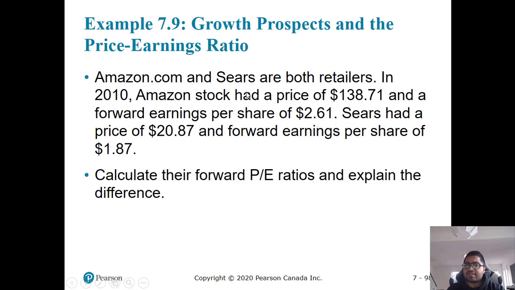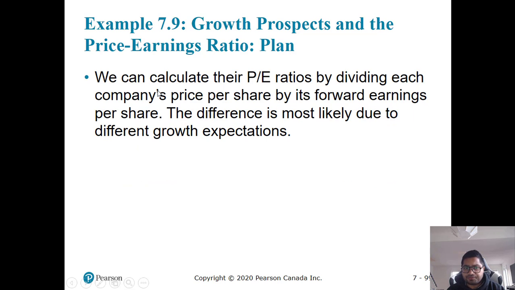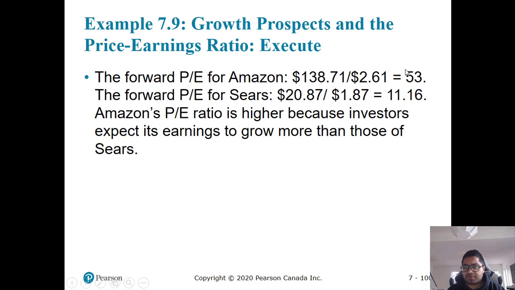Amazon.com and Sears are two retailers. In 2020, Amazon stock had a price of $130 and forward earnings of $2. Sears had a price of $20 and forward earnings of $1. Calculate their forward PE. We can calculate it by dividing share price by EPS. So the forward PE for Amazon is 53. The forward PE for Sears is 11. Amazon's PE ratio is higher because investors expect its earnings to grow more than Sears.